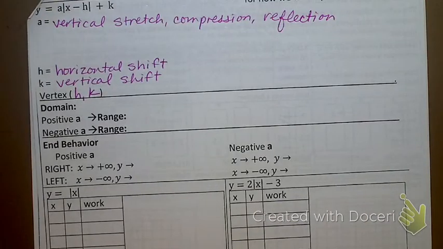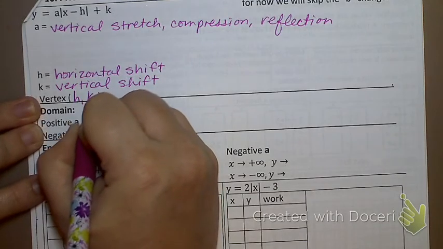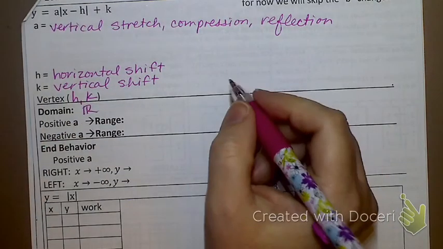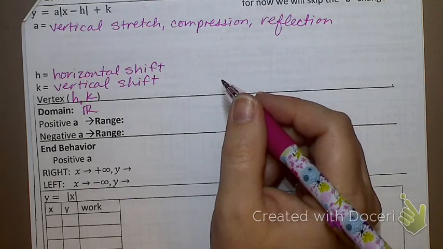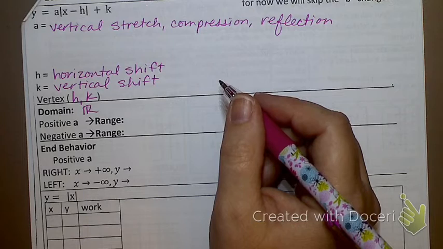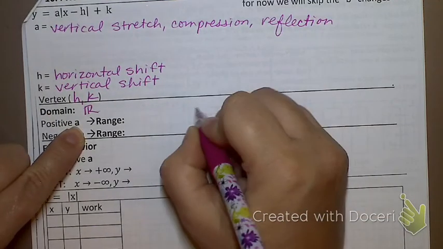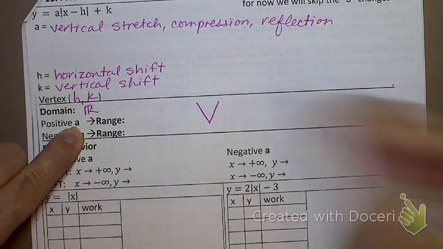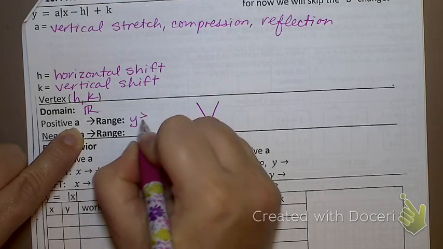All right. Domain for all of these. Guess what? For all of them, all real numbers. Does anyone know the shape of this graph, by the way? It's the next letter. It's a V. When A is positive, you have a V that opens like that. So your range is y is greater than or equal to k.